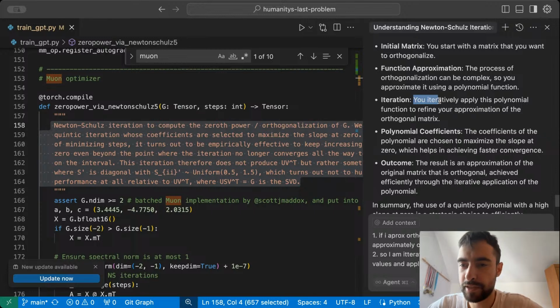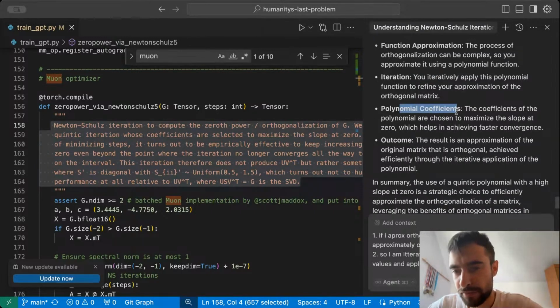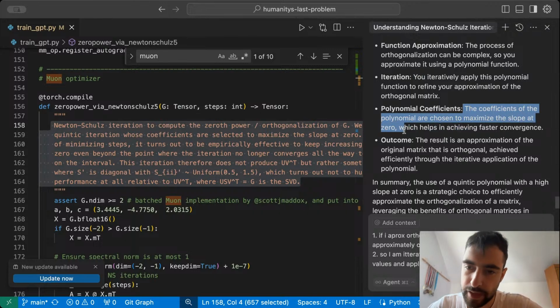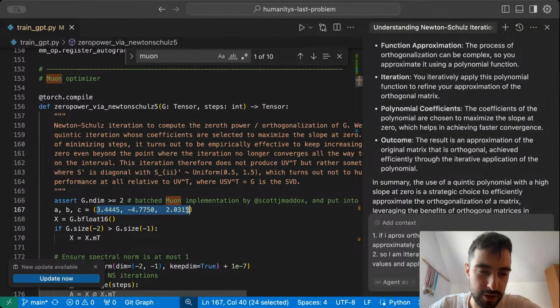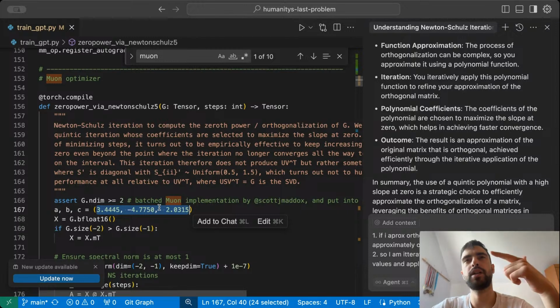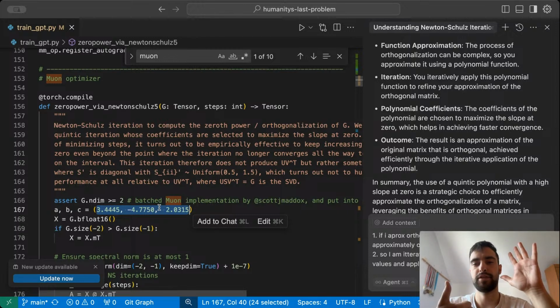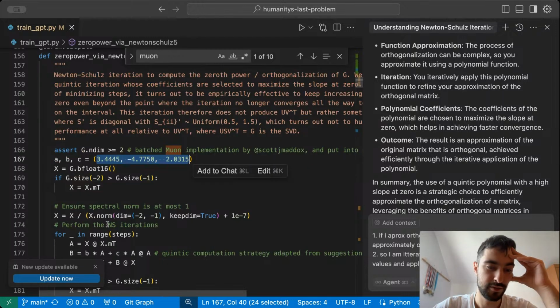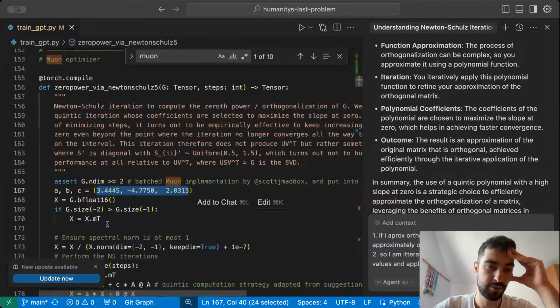Let me ask that. Iteration, iterative, okay, I read that. Polynomial coefficients: the coefficients of the polynomial are chosen to maximize the slope at 0, which helps. Oh, I think this is not trained. This is just chosen, like these are the coefficients, I think, maybe. No, but this fifth-degree polynomial should have 5 of these, right? 0, 1, 2, 3, 4, 5. So 6 coefficients. I don't know.